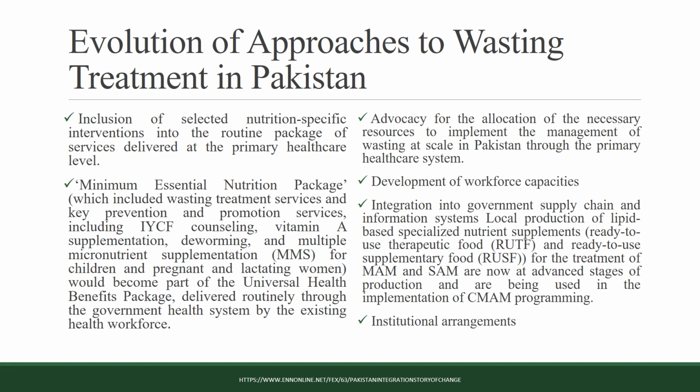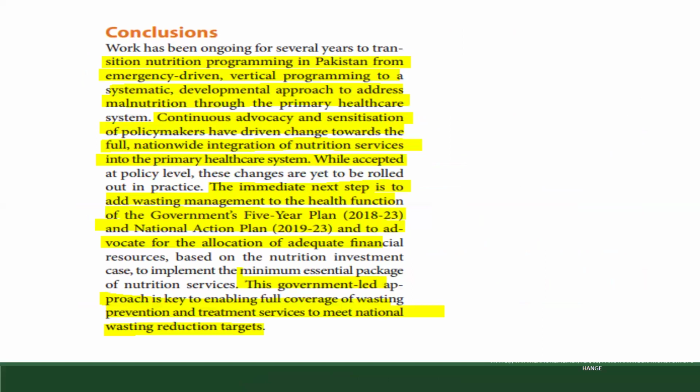To become part of the universal health benefits package delivered routinely through the government health system by the existing health workforce, advocacy for the allocation of the necessary resources to implement the management of wasting at scale in Pakistan through the primary healthcare system, development of workforce capacity, integration into government supply chain and information systems, local production of lipid-based specialized nutrient supplements, ready-to-use therapeutic food, and ready-to-use supplementary food for the treatment of moderate acute malnutrition and severe acute malnutrition, now at the advanced stage of production and are being used in the implementation of CMAM programming. And lastly, institutional arrangements.